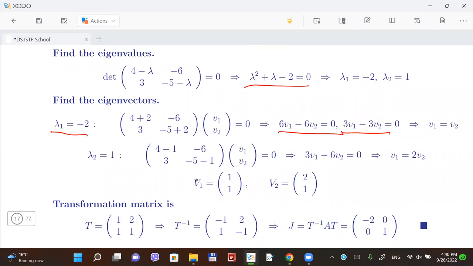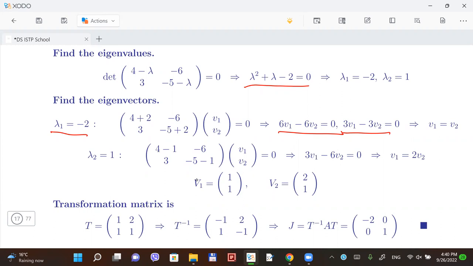Is there any case when we would not get the inverse, meaning the inverse does not exist? Here it always exists because of the linearly independent vectors, which means the determinant will never be zero. That's why it is important that the matrix T is formed of two linearly independent vectors.